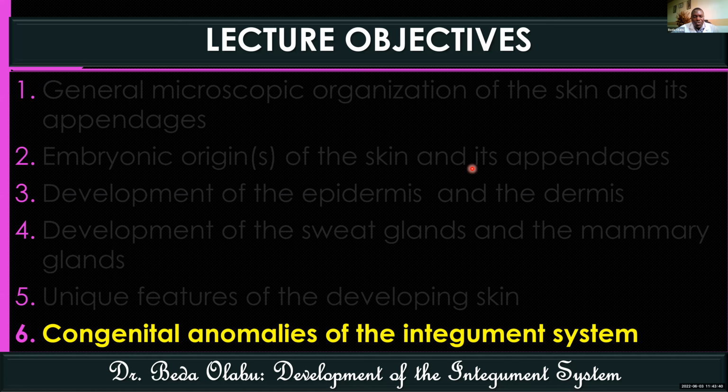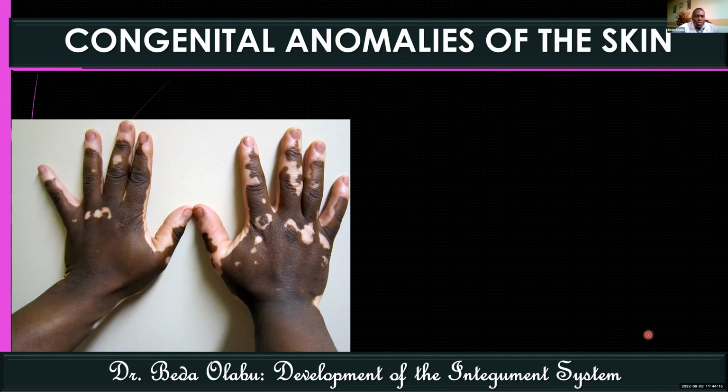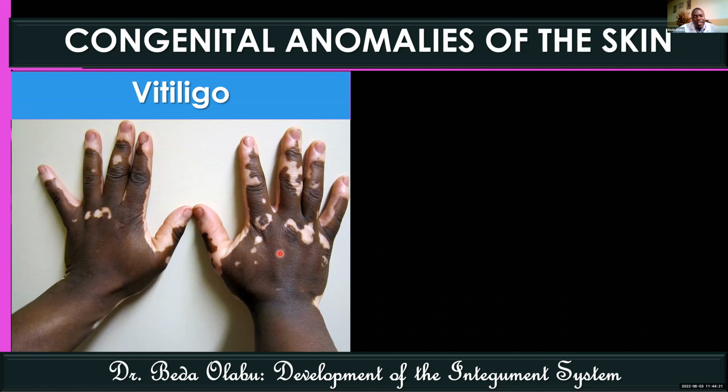Great. Now we can finish with the congenital malformations of the integument system. Let's begin with this anomaly here, where we have patchy discoloration of the skin. We call this one vitiligo. Vitiligo occurs due to autoimmune destruction of the melanocytes. So generally we have patchy regions of depigmentation caused by autoimmune destruction of the melanocytes of the skin.